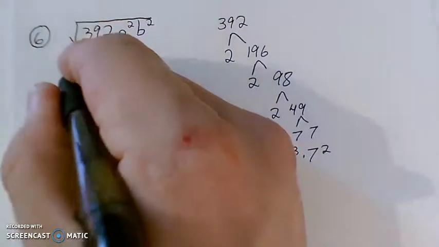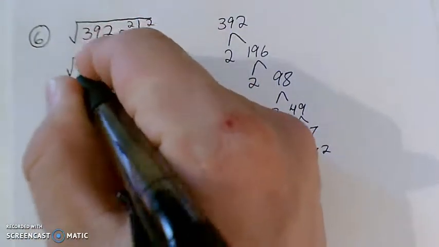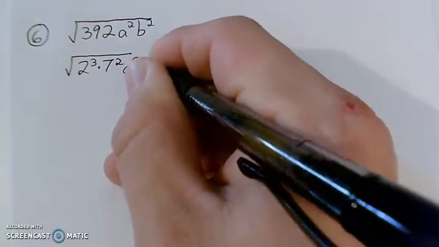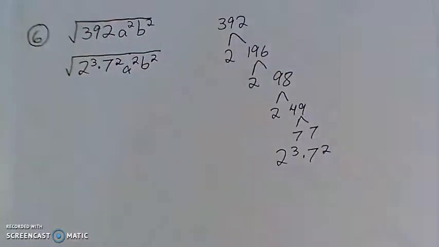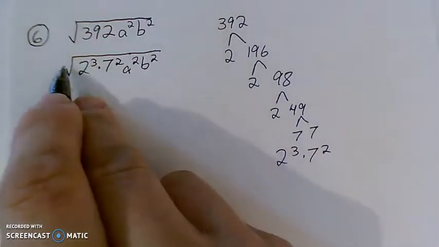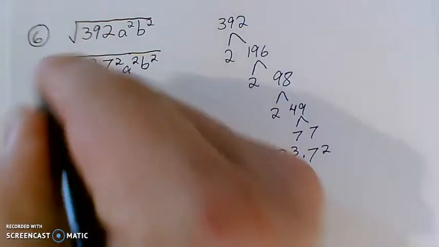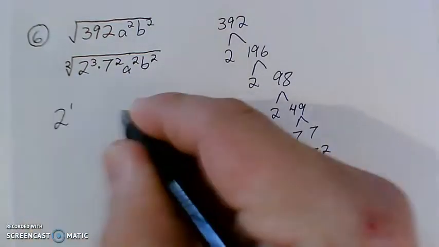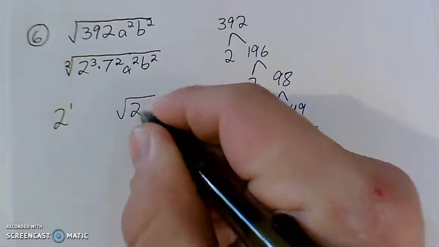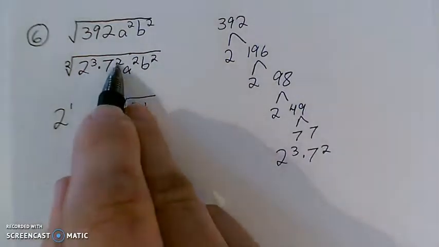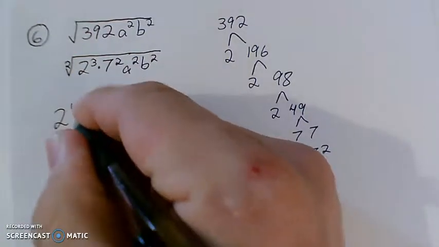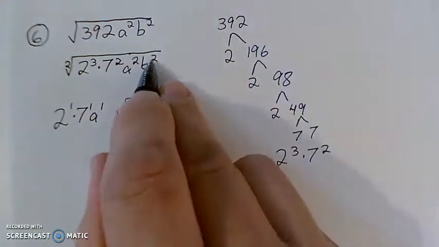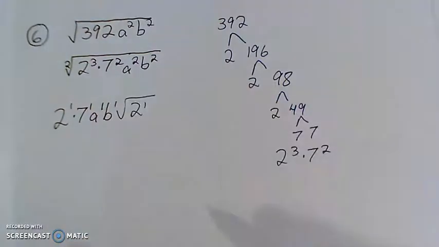Well, I plug it in over here. So the square root of 2 to the 3rd power times 7 squared, a squared, b squared. Now I'm just going to divide my exponents. 3 divided by, again, square root, so that's an index of 2 here. So 3 divided by 2 will be 1 with a remainder of 1. 2 divided by 2 is going to be 7 to the 1st power. 2 divided by 2 is going to be a to the 1st power. 2 divided by 2 is going to be b to the 1st power.